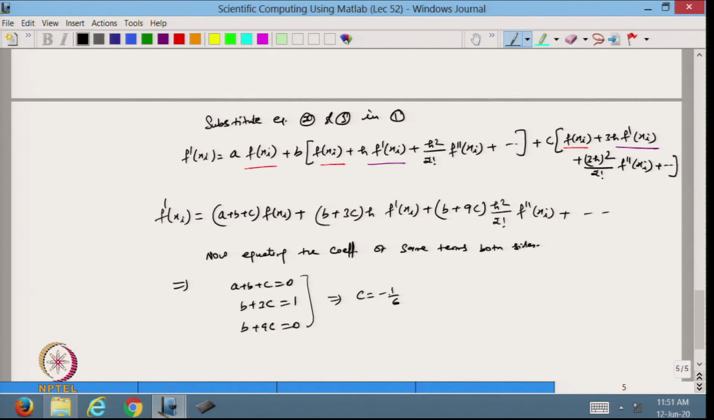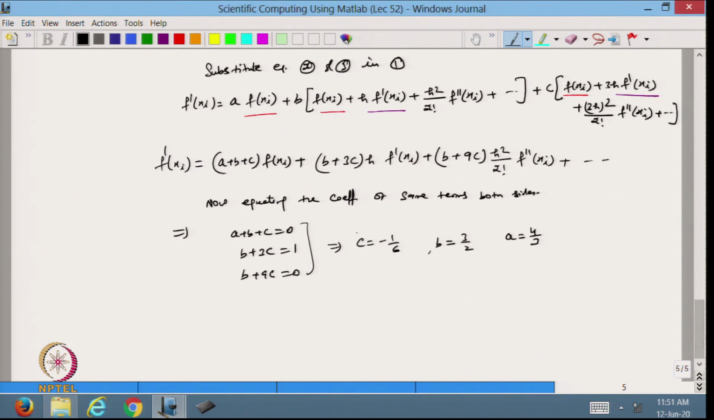If I put c is equal to minus 1 by 6 here, I will get my b is equal to half of this, 3 by 2. And then my a will be minus b plus c, that is 4 by 3. So from here I am able to find the values of a, b and c.